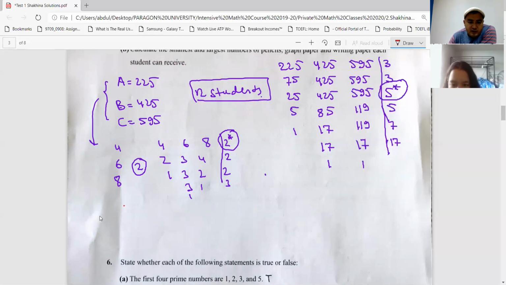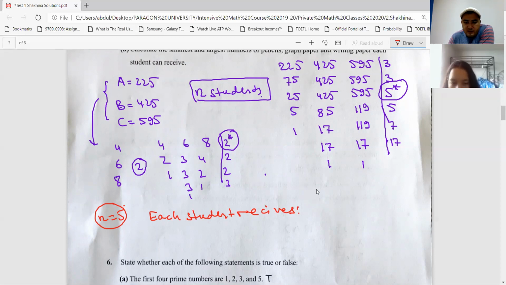If n equals five, each student receives... let me just write these. Here it receives three different items, right? Here we have A, B, and C.